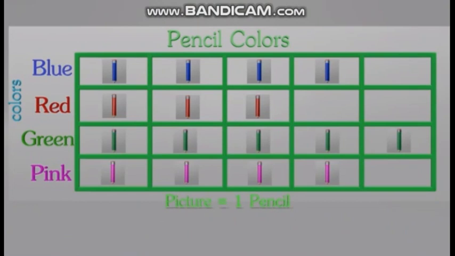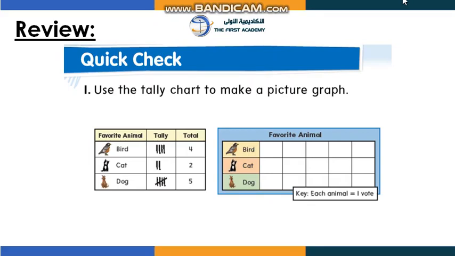Great job, guys! So everyone, after watching the 2 videos, let's use our background knowledge and try to remember what we've learned last week about tally charts and picture graphs. I explained to you last week the difference between the 2 of them. In the tally chart, we use tally marks to show the data, while in the picture graph, we use pictures to show the data. If we want to transfer the data from the tally chart to the picture graph, we're going to use the same amount of numbers, but we will draw pictures.